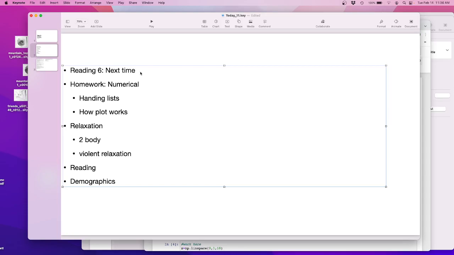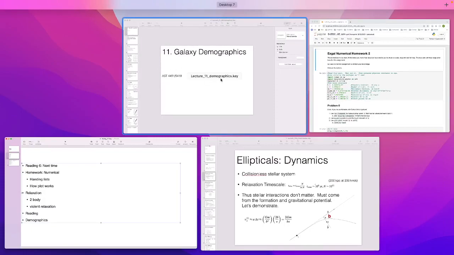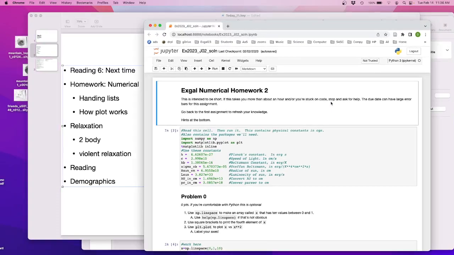So now we're behind by 2 readings. I'm not sure how I did that. I've been talking slower, I think. Okay.